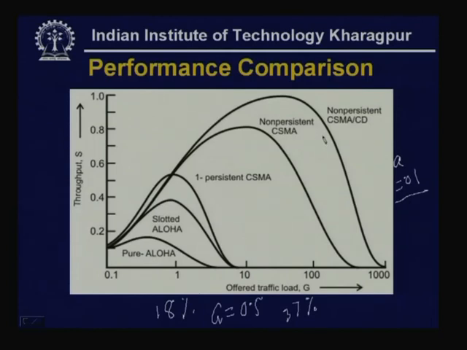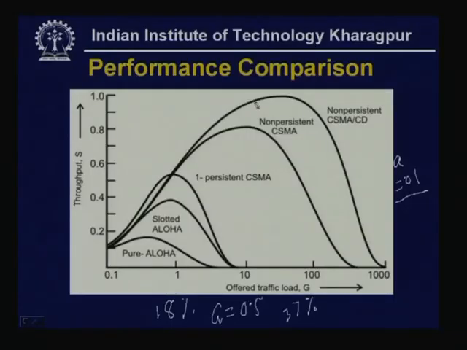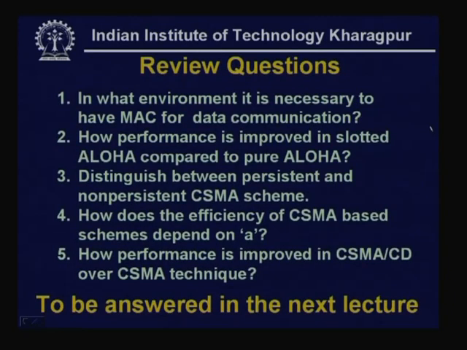And by using the collision detection scheme, that is carrier sense multiple access with collision detection, throughput can be significantly improved, and as you can see it may reach very close to 1. However, whenever the load is very high, then they will not be stable and the throughput will decrease and it may reach a thrashing situation. Now it is time to give you review questions based on this lecture.